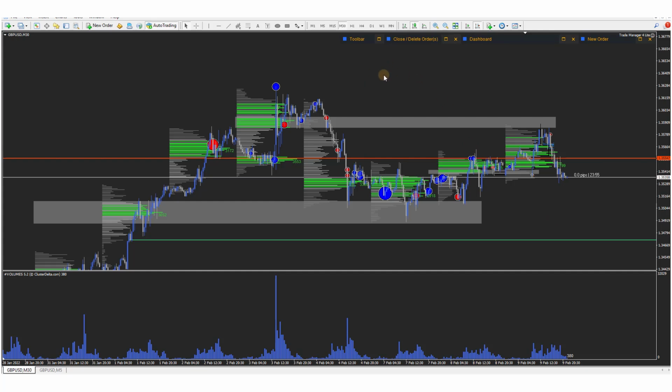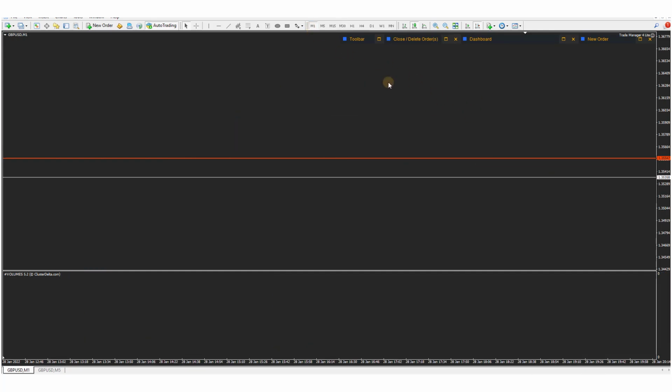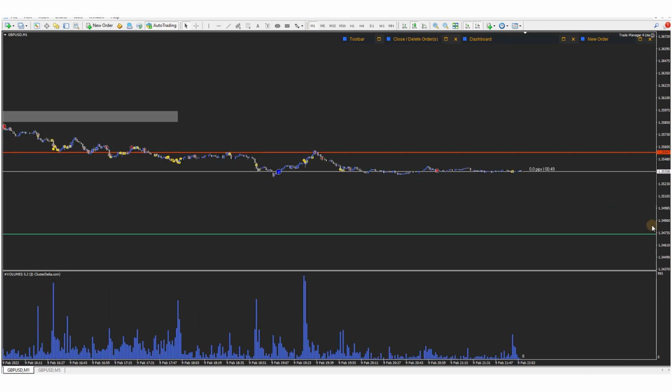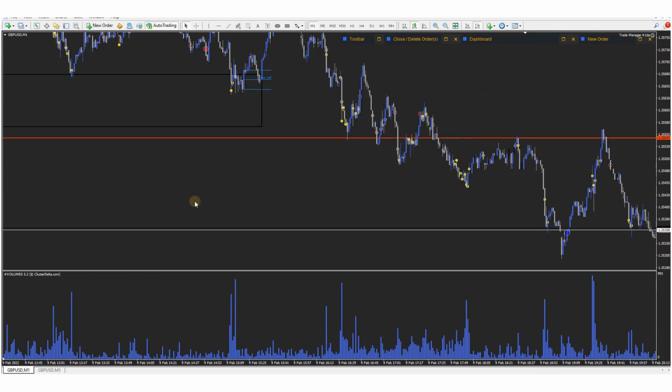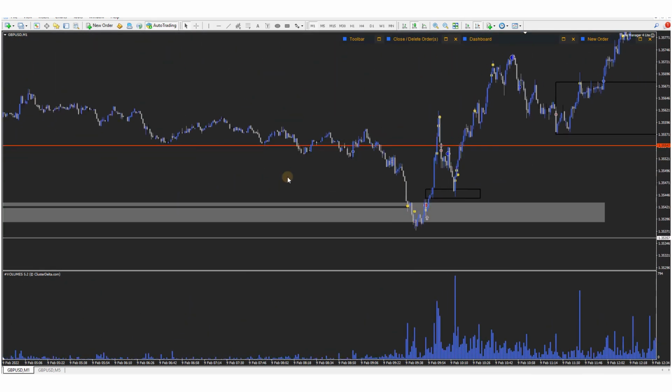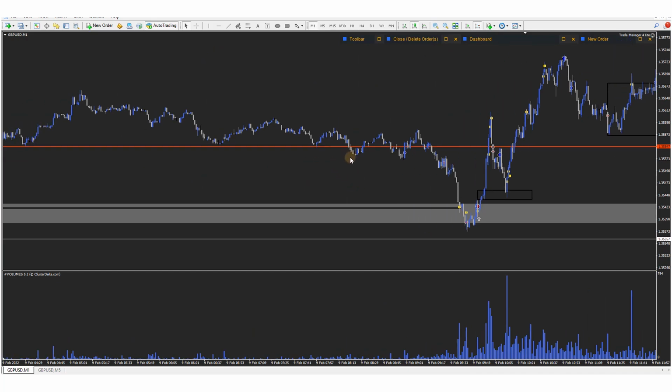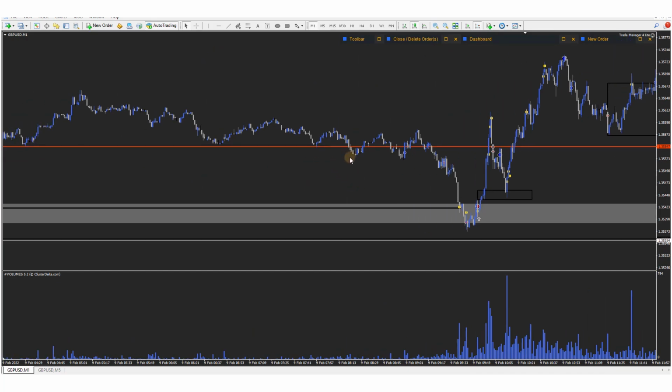Okay, let's switch to the M1. Sorry for the longer beginning, the introduction. The first one, when I found the entry just before London opening, a bit risky because London likes to switch the moves, like opening bullish and then the whole day bearish.